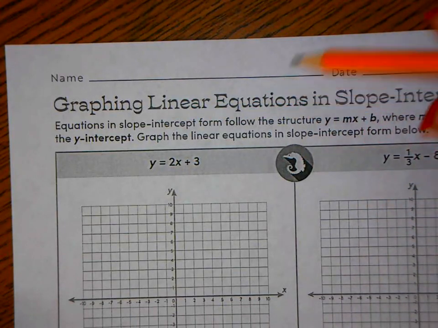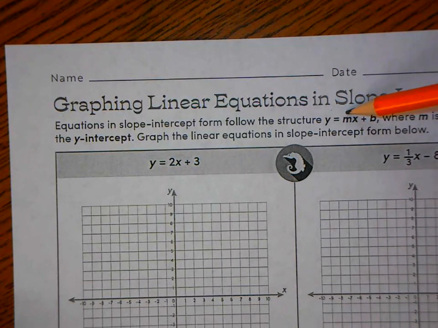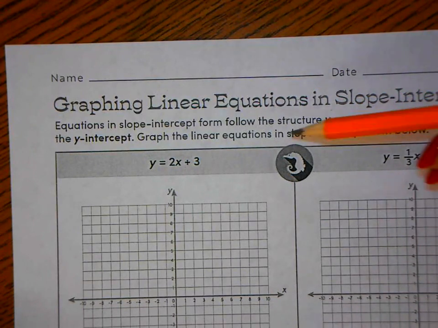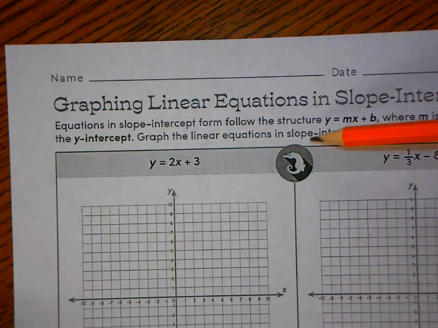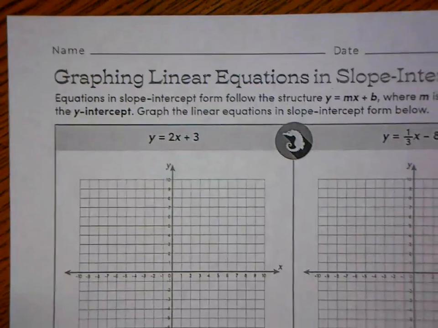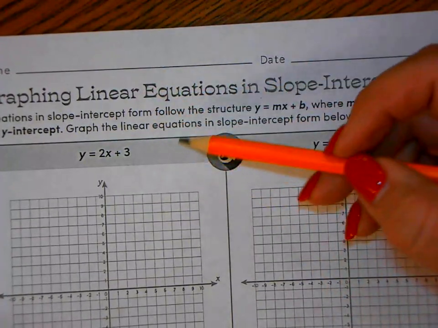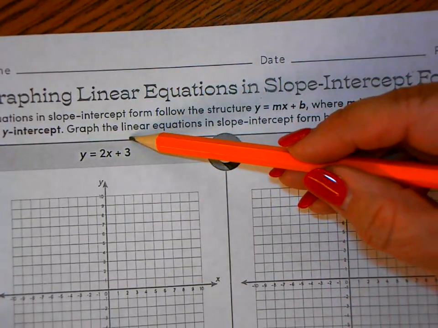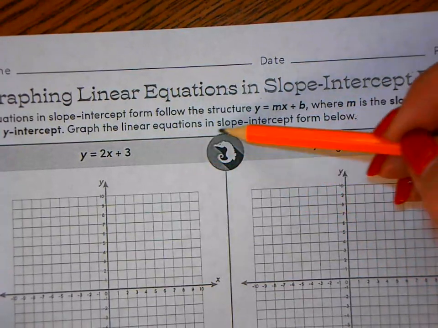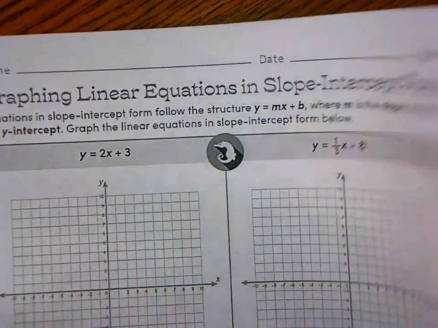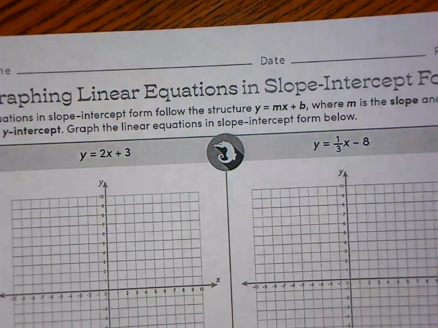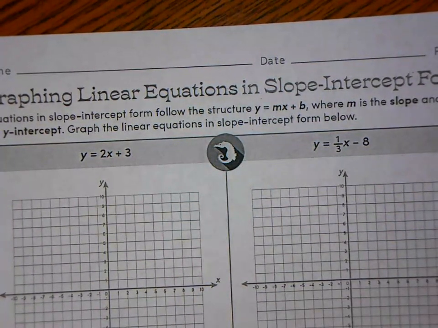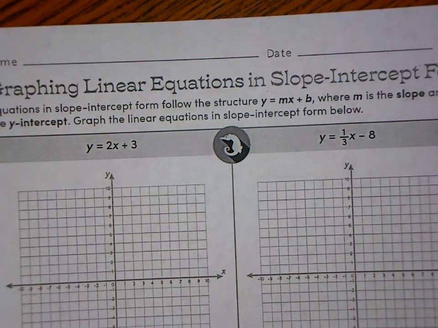Graphing linear equations in slope-intercept form. So we're using y equals mx plus b. The equations in slope-intercept form follow this structure. Remember that m is the slope and b is the y-intercept. You're going to graph the linear equations in slope-intercept form. You're not using the Desmos calculator just yet because we're doing this through your knowledge.